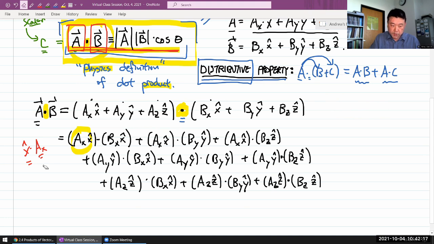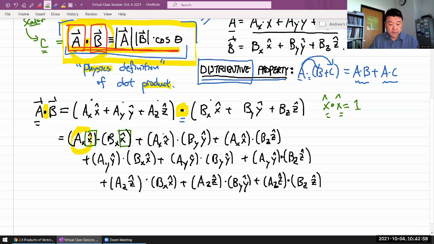Okay, so using that commutative property, I can simplify all of these terms in terms of what happens with the dot product of the 2 unit vectors. So if you have x̂ dot product with x̂, there is something I can simplify based on the physics definition of the dot product. Product of magnitudes, 1, times cosine of the angle between them. If it's the vector with itself, the angle between them is 0. So cosine of 0 is 1. So this dot product is 1.